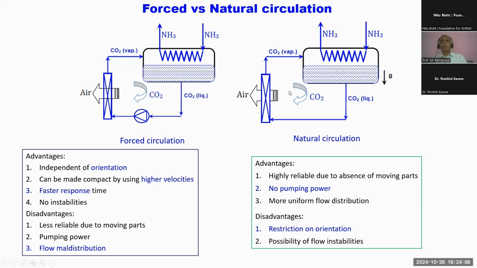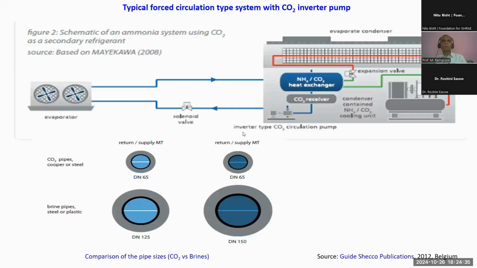That means in this diagram, the flow is clockwise. It may so happen that instead of clockwise, due to flow instability, it may flow in the anti-clockwise direction for some time, and again it can switch to clockwise. So this kind of instability can occur depending upon the operating conditions and the design. This is one problem that needs to be taken care of when we are designing natural circulation loops. So these are the advantages and disadvantages of both forced circulation and natural circulation.